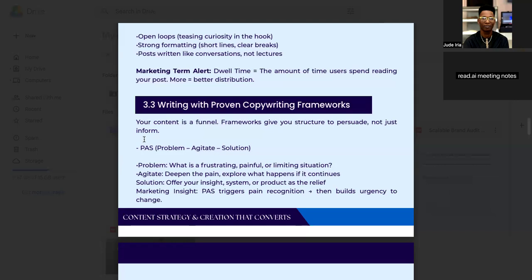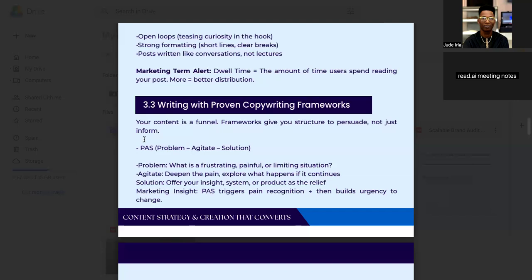You want to make it very obvious to your target audience: this is the problem you are facing. They may know it, but you have to make it very strong for them to really see that, yeah, I'm going through this. Then agitate: deepen the pain, explore what happens if it continues. You should understand that: deepen the pain.